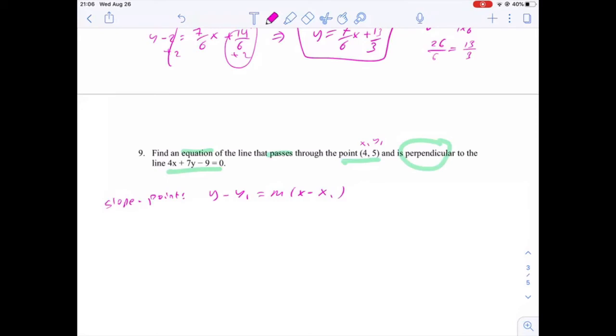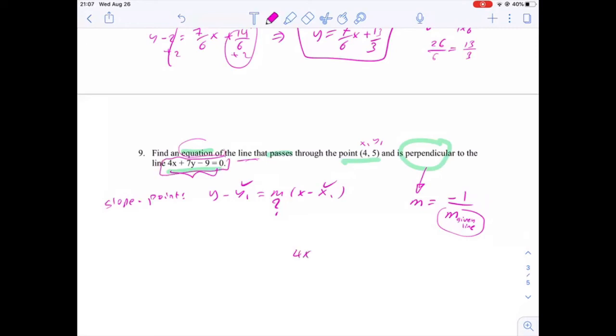Now we know x1, y1. We want to find m. So x1, y1 are given. M is not given, but we are given information here. This line is perpendicular to the given line. What does that mean? That means the slope that we are looking for is equal to -1 over the slope of the given line. So all we need to do is to find the slope of the given line.